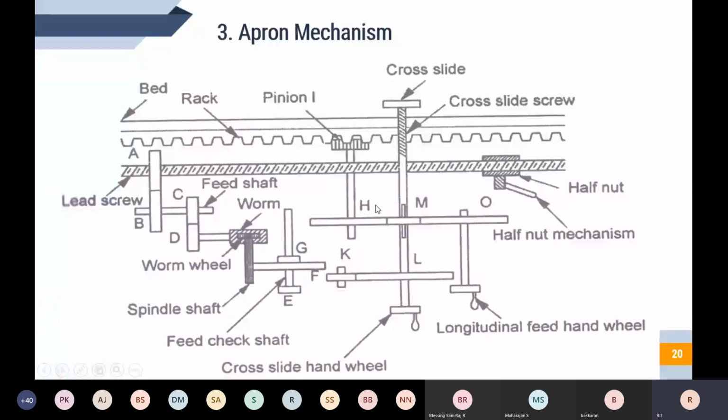So normally the cross feed and longitudinal feed wheels are rotating. At the base of the bed, you can see the rack and pinion mechanism. By the rack and pinion mechanism, the longitudinal movements happen.